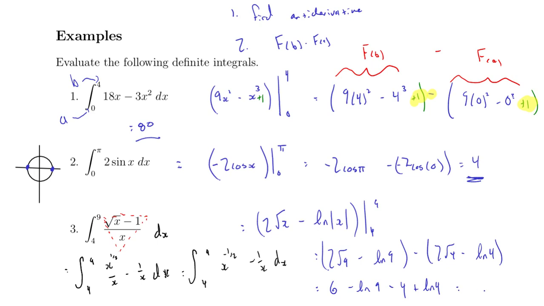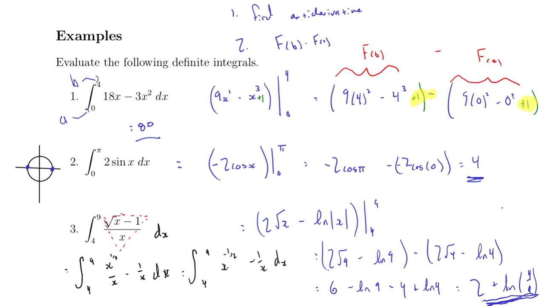6 minus 4 is 2, and then if you want, you can combine these logs together and say this is really the natural log of 4/9. Or you could say natural log of 4 minus natural log of 9. Same thing. I'm good with whatever. But you can use some log properties, especially because I'm running out of room in this corner, so it's nice to just write this with 2 terms instead of 3. All right. So this isn't too bad.